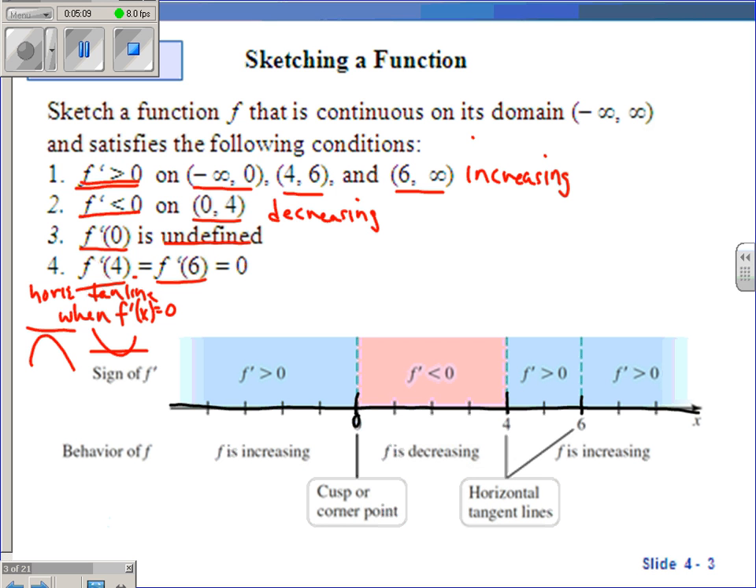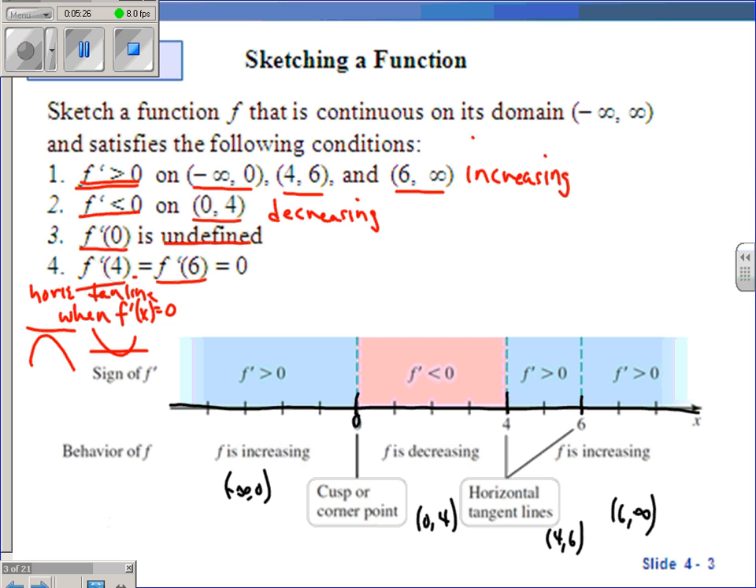And then we're going to look at the intervals from minus infinity to 0, from 0 to 4, from 4 to 6, and from 6 to infinity, because our domain is everything from minus infinity to infinity.